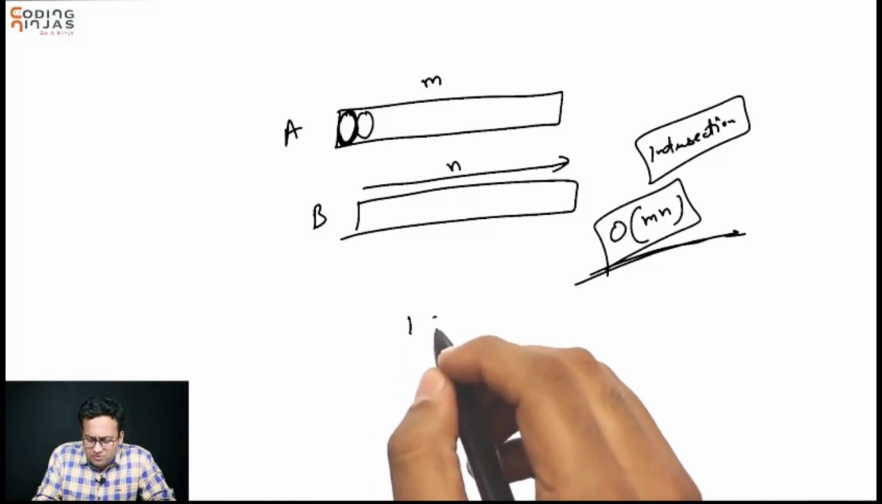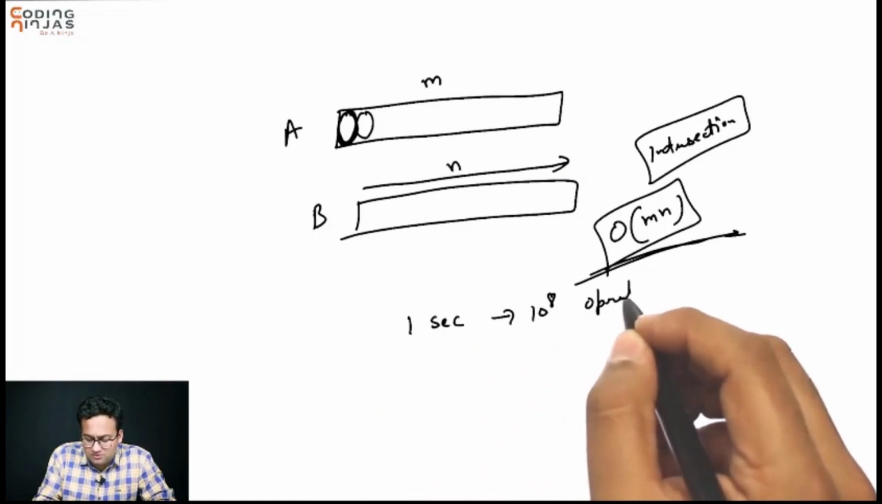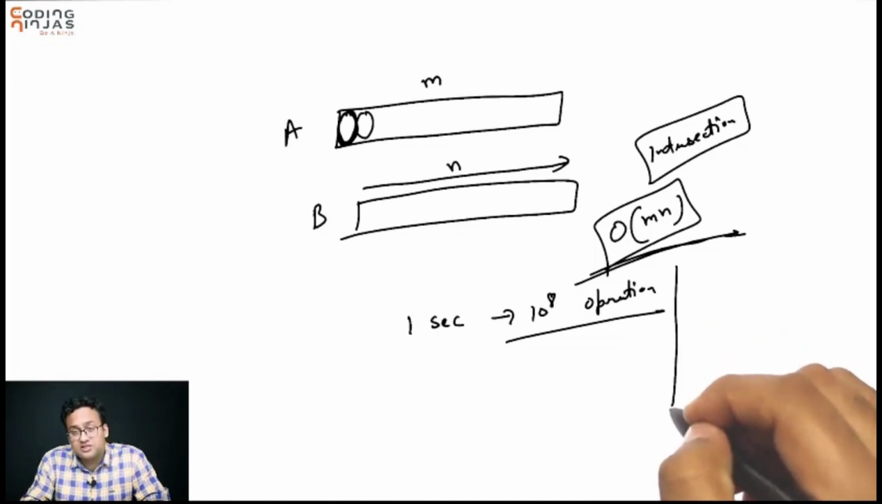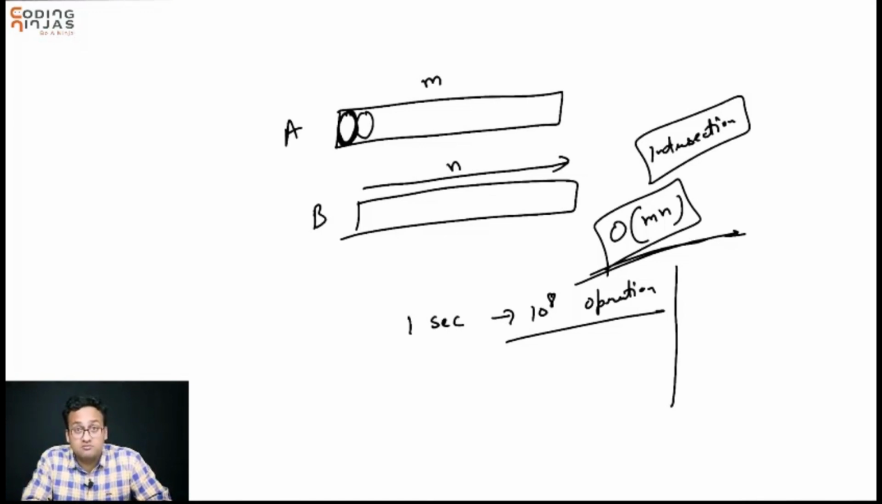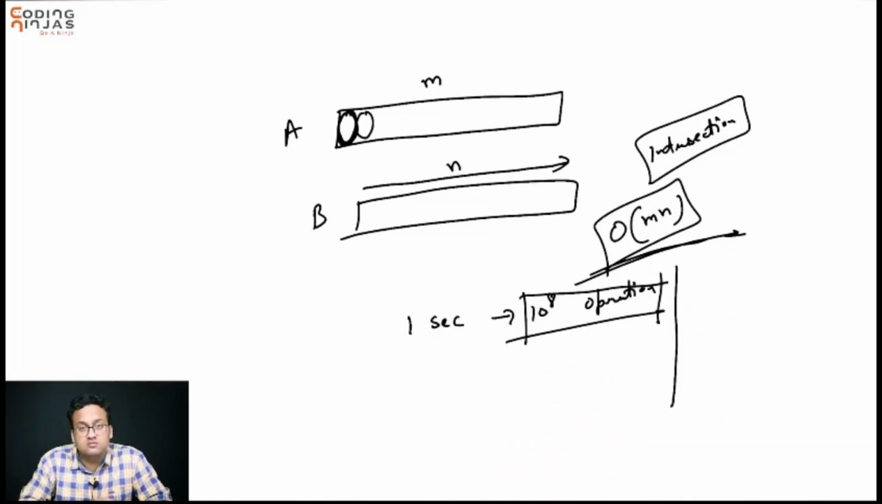Generally we assume a computer does 10 to the power 8 operations in 1 second. Most of these competitions have a time limit of 1 to 2 seconds for each test case. So if it has 1 to 2 seconds, that means you can do about 10 to the power 8 operations.